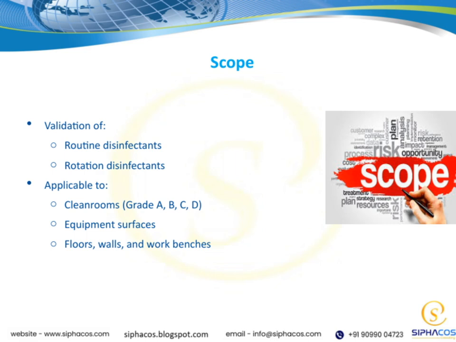We also need to validate their effectiveness on different surfaces, such as equipment surfaces, floors, walls, and workbenches. Each of these surfaces plays a critical role in maintaining a sterile environment, so thorough validation across all these areas ensures comprehensive cleanliness and safety. Ultimately, this scope helps us ensure that every step we take in disinfectant validation supports our overarching goal, maintaining the highest standards of cleanliness and ensuring product integrity.